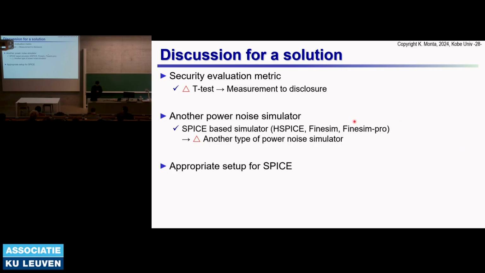Another solution can be changing the power noise simulator. I use SPICE, but there are some power noise simulators using the number of logical switchings inside the IC chip or something like that. It doesn't need an analysis time step, because it just counts the number of switchings inside the IC chip. However, as I said, the accuracy of SPICE simulation is really high. So if we want to do a detailed discussion of what is happening inside the IC chip, SPICE is needed. So my conclusion is that we need an appropriate simulation setup for SPICE simulation.